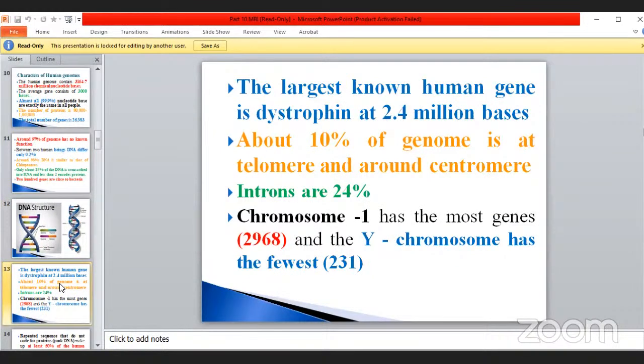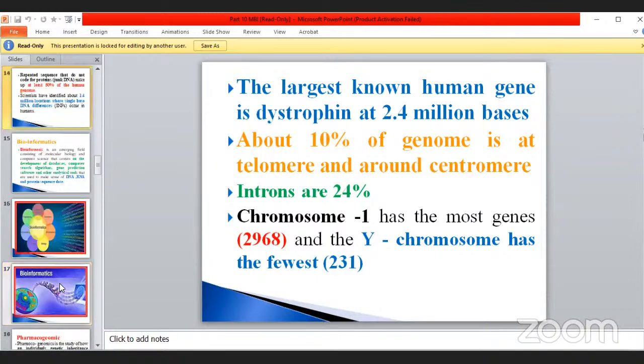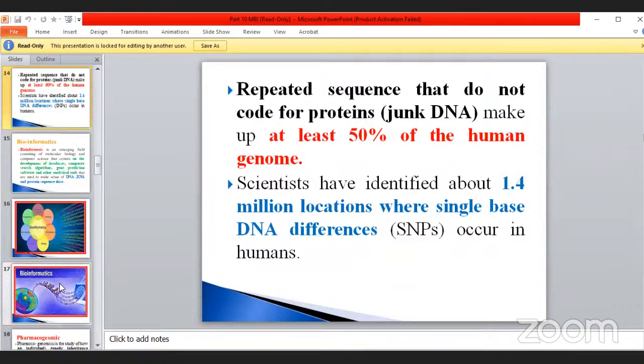And then 10% is telomere structure, along with the structures around the centromere. The largest human gene is very, very important: dystrophin at 2.4 million bases. Chromosome 1 has the most genes, 2968, and the Y chromosome 231. The repeated sequences, about 50%, are called junk genes. Another one is 1.4 million locations where single base variations are present in DNA.